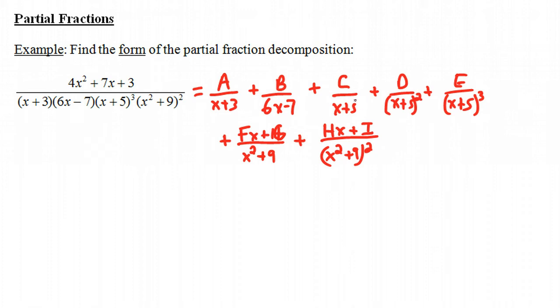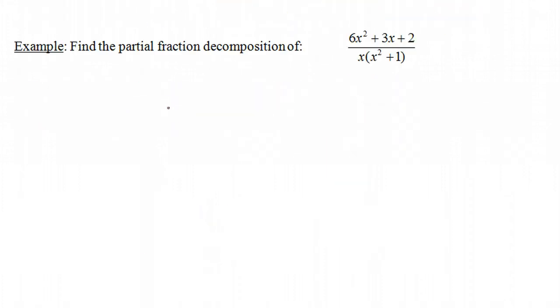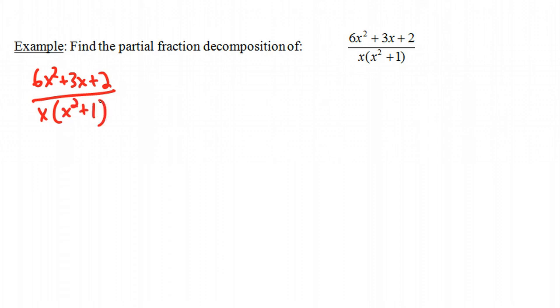Now, why did we deal with repeated factors the way we did, and why did we deal with these irreducible quadratic factors the way we did? Well, let's take a look at an example. Find the partial fraction decomposition of 6x squared plus 3x plus 2 over x times x squared plus 1. Now let's begin with the incorrect method.